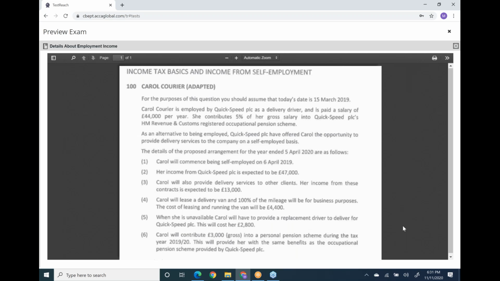Okay, let's start. We are not going to read the remaining question. First, we are doing the employment income part. Let's start the employment income part.